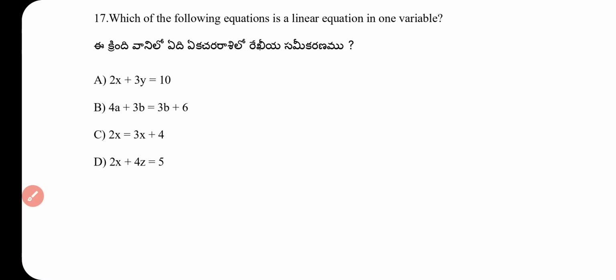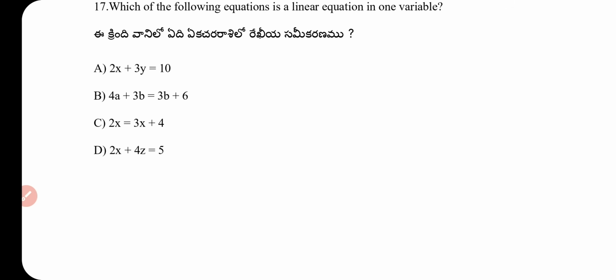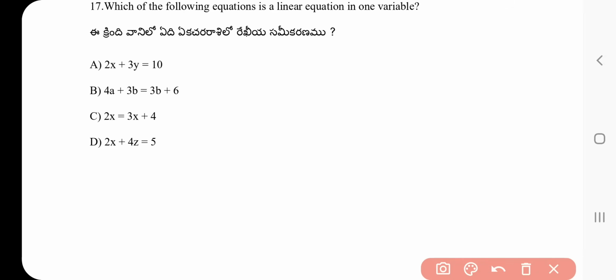Question number 17. Which of the following equations is a linear equation in one variable? Which is the correct answer? Correct answer of the 17th question, option C, 2x equal to 3x plus 10.